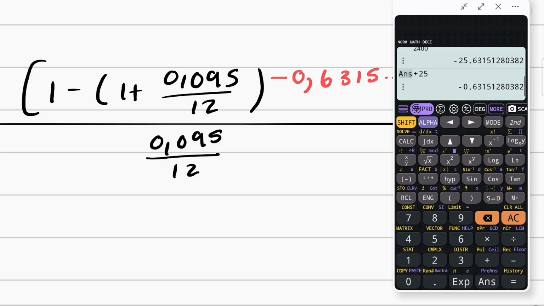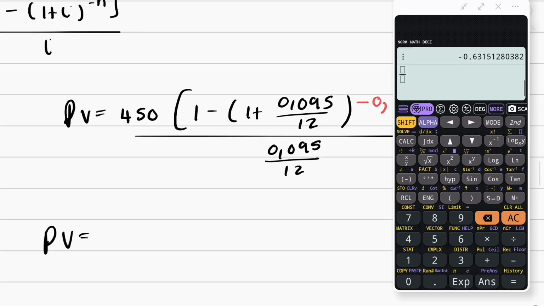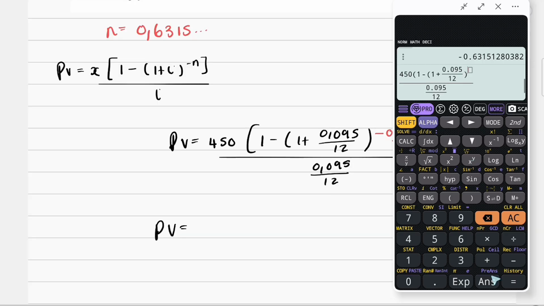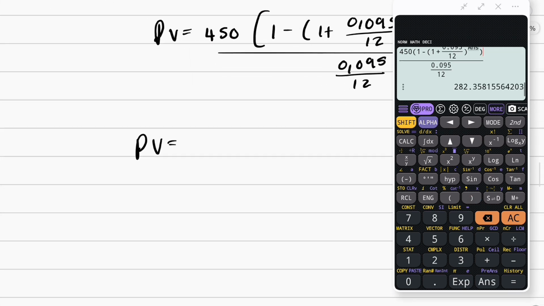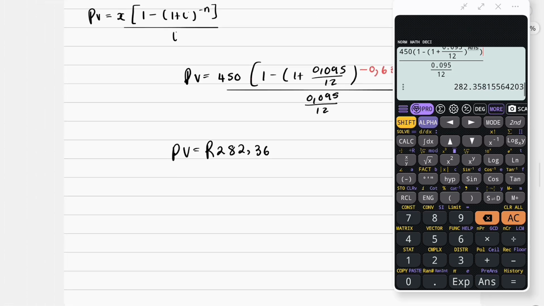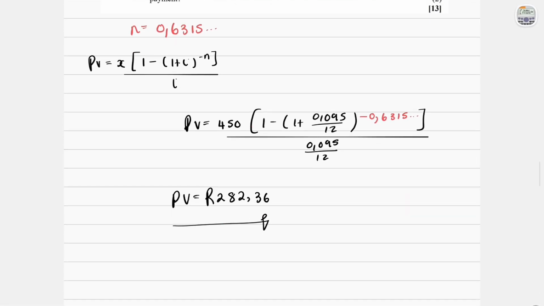So I'll say it's equal to, I have to say equal to on my calculator first. And then let's put in our values. In place of negative 0.63, we'll just say Ans, because we know it's recorded there. So at this point, you say raised to the power of, and you say Ans, and it's going to record that answer. Close your bracket. And there we go. So the amount owed immediately after that 25th payment would be exactly 282 Rand, and it's going to round up to 36 cents. And that is our answer. Okay, and that is it for the financial math section.